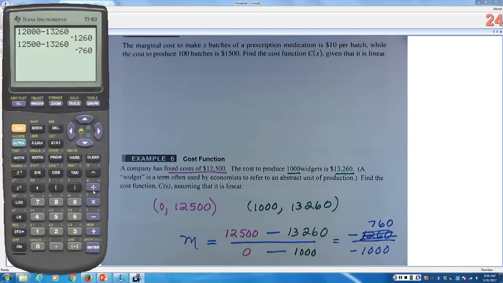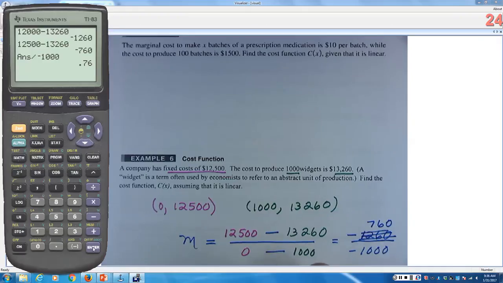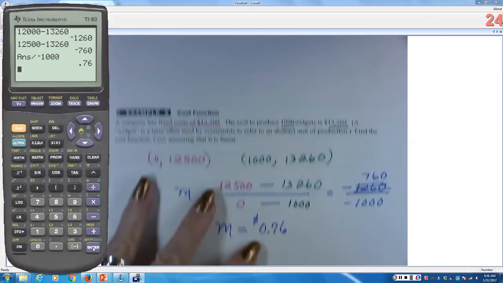And then when I divide that by negative 1,000, I still get the 76 cents. Okay? And since your costs are in dollars, this is 76 hundredths of a dollar, or 76 cents. And that's 76 cents per item.